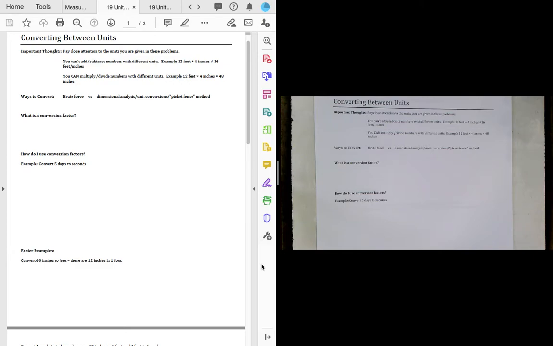In this video, we're going to discuss unit conversion. So some important thoughts. We want to pay really close attention to units that you're given in problems. It turns out that many of the problems that we've done can be altered in some way, shape, or form to give us values that aren't necessarily in equal units.